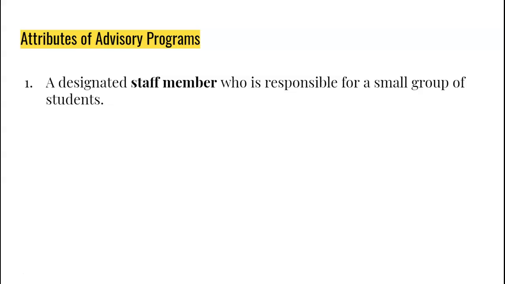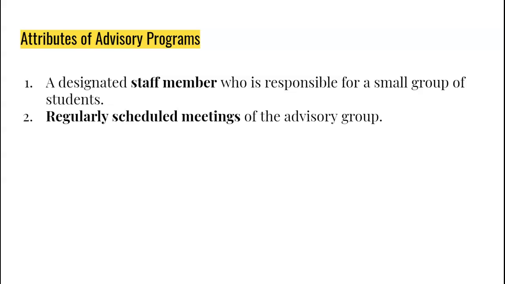Number one, advisory programs have a designated staff member who is responsible for a small group of students. That means every day or once a week, I meet with the same students. And what's beautiful is if we're able to keep that same group of students from 6th grade to 7th grade to 8th grade. There's one designated staff member who that student knows they can always go to, even if they're not in their class academically. They are an adult that's there to support the student.